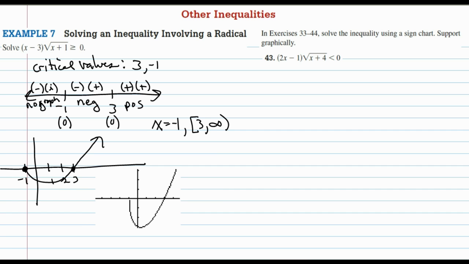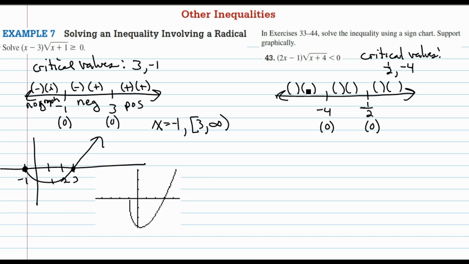The now try problem for example 7 is number 43. Same thing, my critical values are positive 1/2 and negative 4. So I'm going to put those on a number line. Anything to the left of negative 4 is going to make this first, well, it doesn't even matter what that first polynomial is because this square root is going to be imaginary, so there's no graph here.